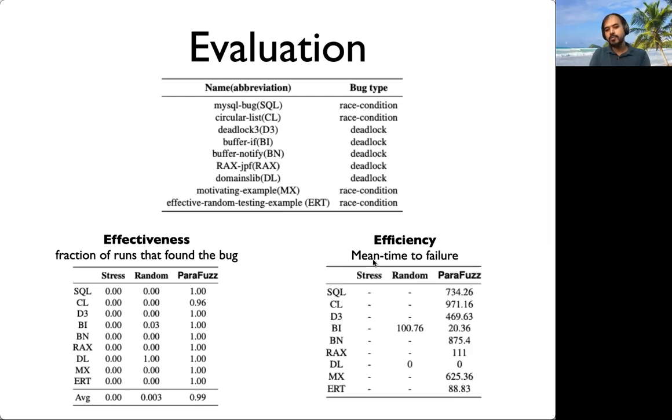And in terms of efficiency, you can see that these numbers reported here are in minutes. Parafuzz was able to find bugs within a reasonable amount of time, right? So less than around 15 minutes to half an hour, right? And even in the case where the random testing found a bug, Parafuzz was able to get to the bug 5 times faster, right? So Parafuzz is both efficient and effective.